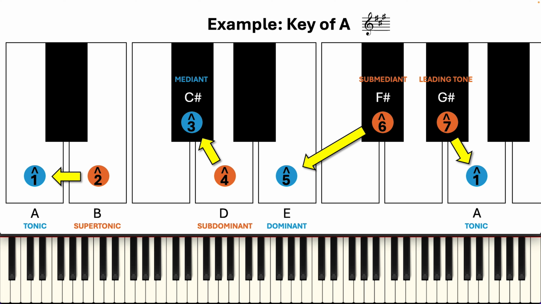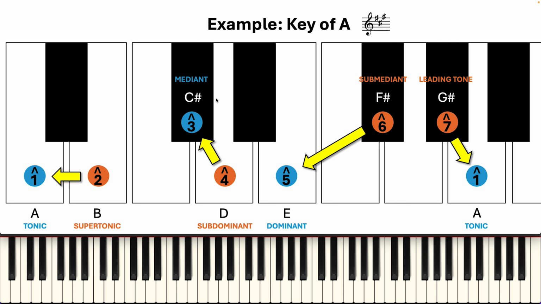The subdominant is D, wants to resolve to the mediant. The dominant is E, so that's the perfect fifth with the A. The submediant is the F sharp, wants to resolve to the dominant. And the leading tone is the G sharp, wants to resolve to the A.